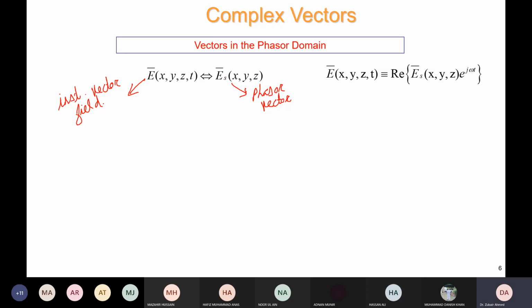This instantaneous vector field and phasor vector field are related by this fundamental definition: if we take the phasor, multiply it with the exponential of j omega t, and take the real part, we get the time domain signal. This is a similar definition to what we used for the scalar phasor. But you have to carefully differentiate between the scalar phasor and the vector phasor. Vector phasor has this bar sign, which means it has three components. On the other hand, scalar phasor had only a single value. It does not have any direction.